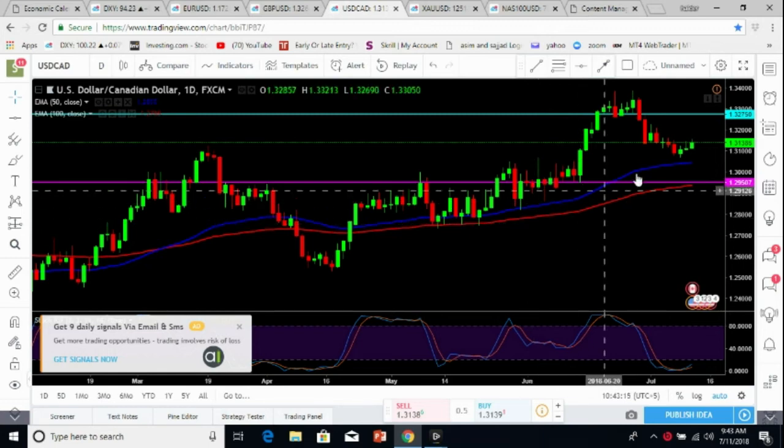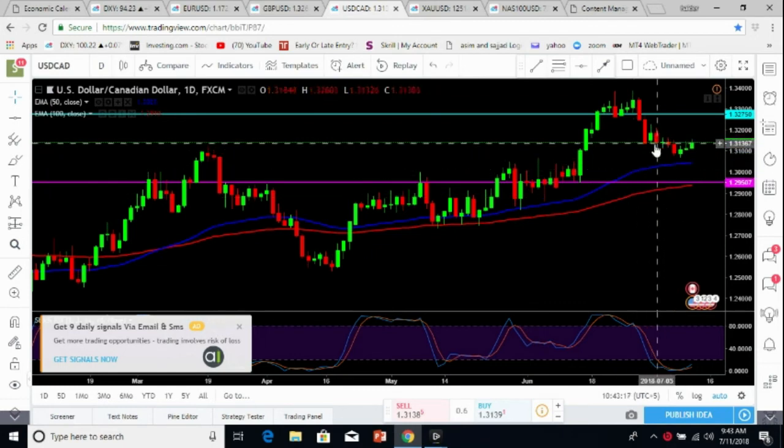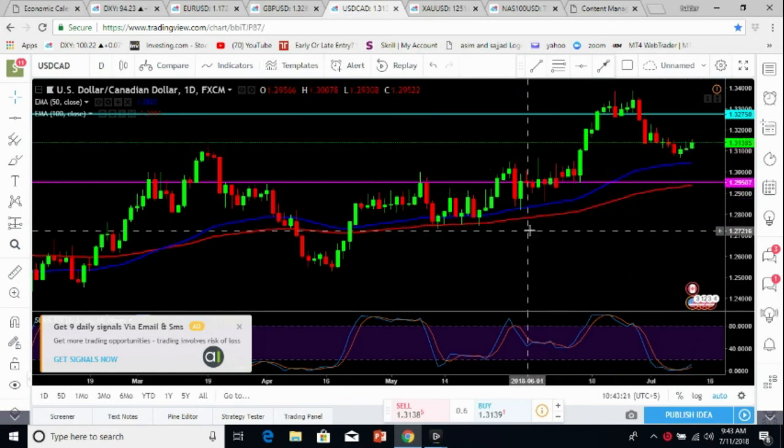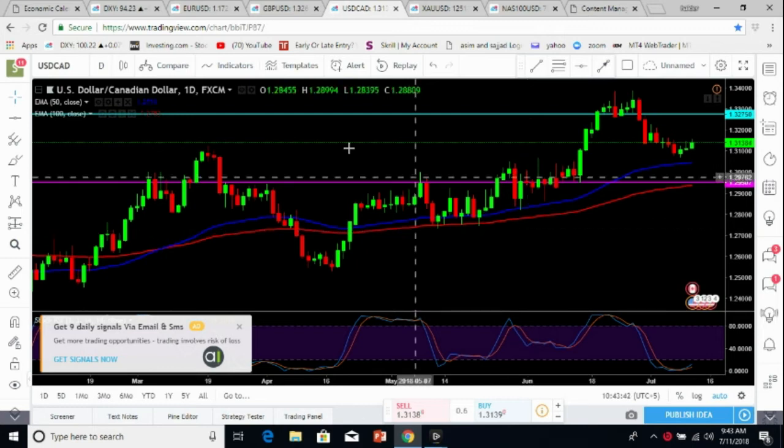You can see today's my targets are bigger, but the movement can be bigger than these. If it goes up, I'm just targeting 1.3275, but it can be much above that if the data is negative for the Canadian dollar, while if it's positive, then we might see 1.2950 and below. Even 1.2850 is possible on the board.